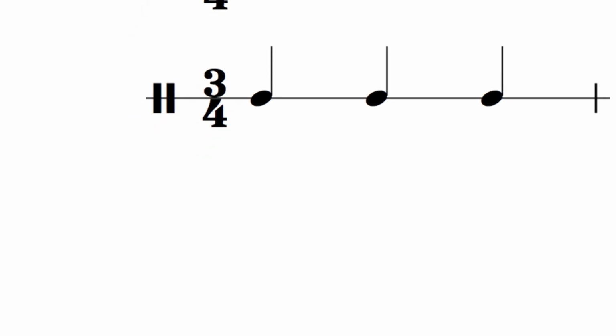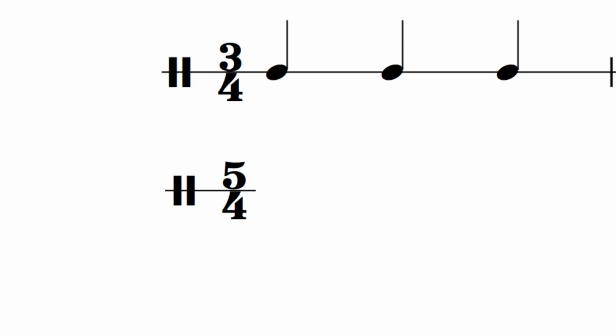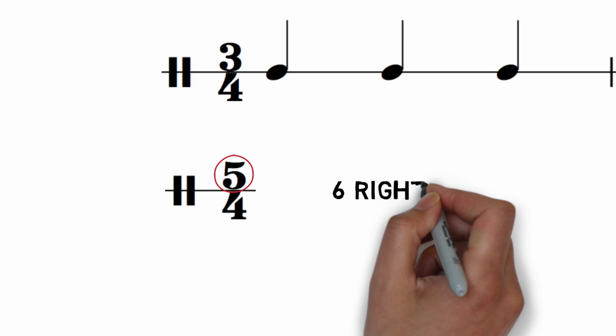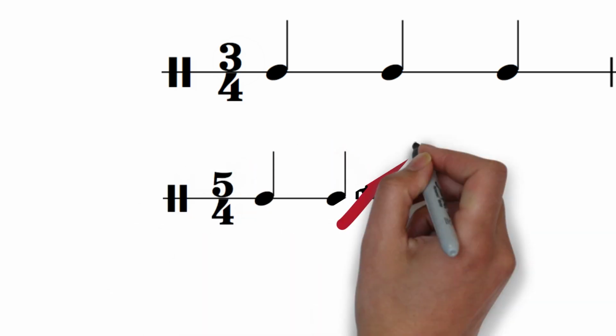Okay, last one. What if we have a time signature in 5/4? 6 beats to a measure, right? No, just 5. You're getting good at this.